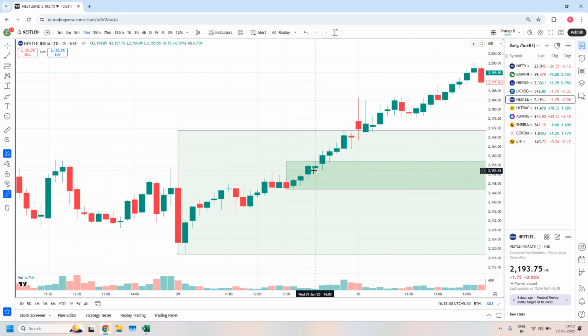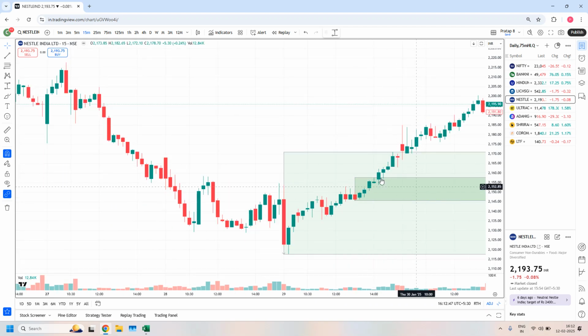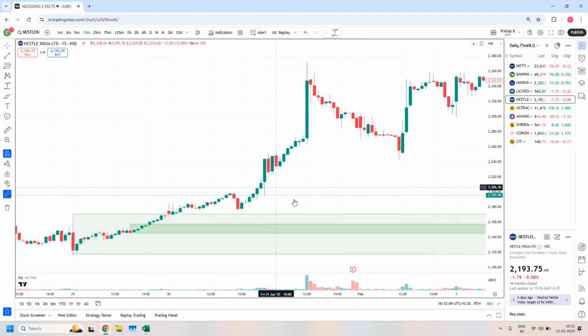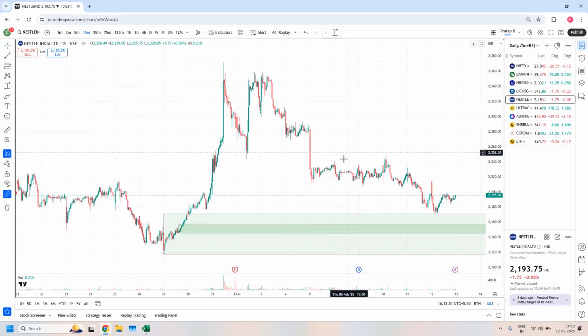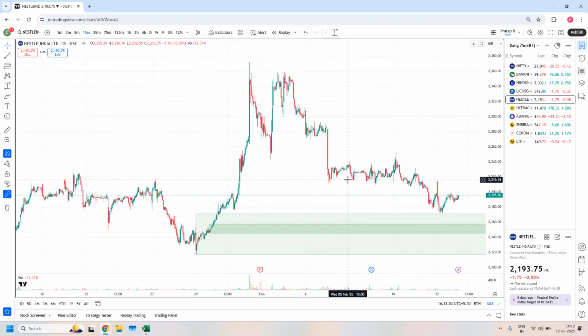See how prices are moving, step by step. Easily this zone will be violated. So this is the reason why I didn't have any good impression on this particular stock. I just left it. See, remaining all the stocks we got the trades today.